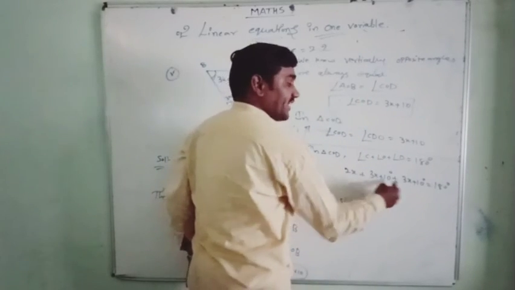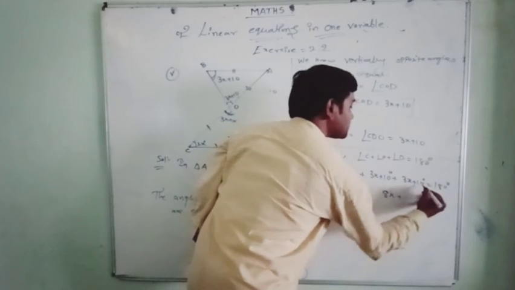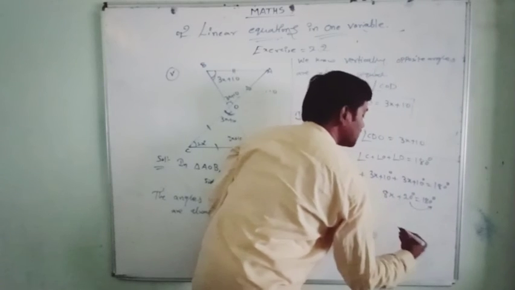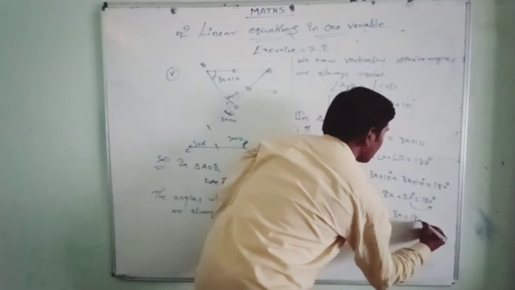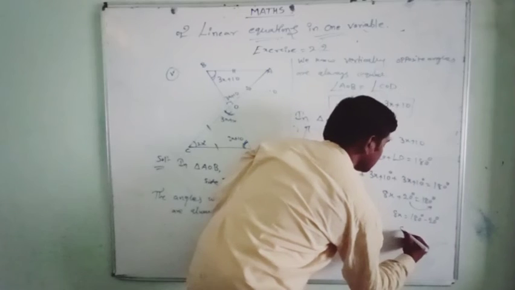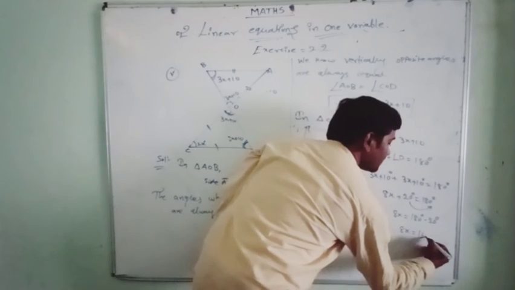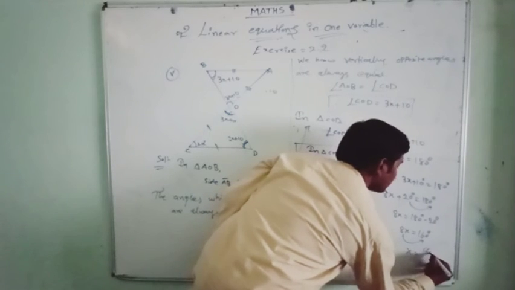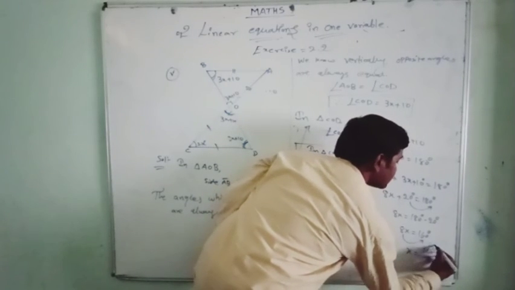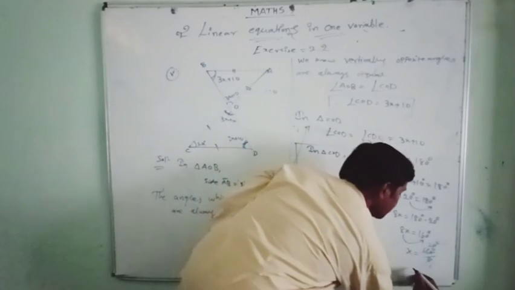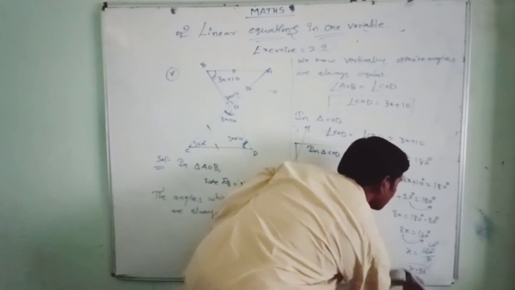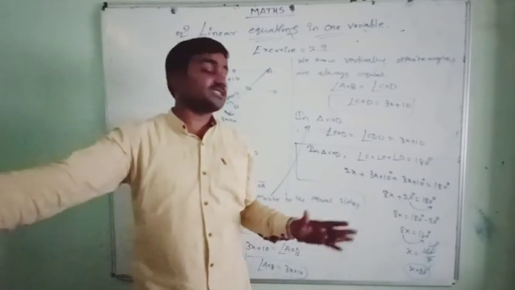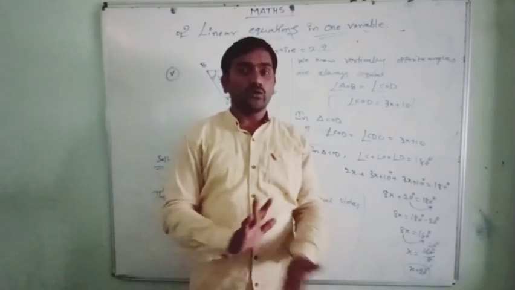2x plus 3x is 5x, plus 3x is 8x. 8x plus 10 plus 10, 20 degrees, equal to 180 degrees. Transport this 20 degrees to this side. 8x equal to 180 degrees minus 20 degrees. Hence 8x equal to 160 degrees. Transport this 8 here, x equal to 160 degrees by 8. 8 ones are 8, 8 sixes are 48, that is 20. x equal to 20 degrees. That is the main process. I hope you understood how you got x equal to 20 degrees here.